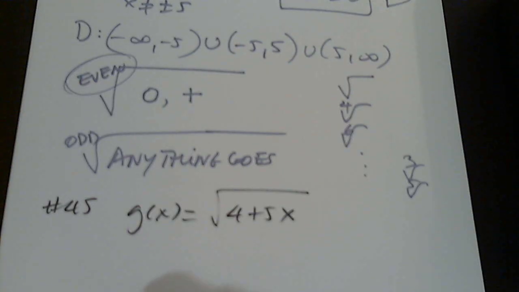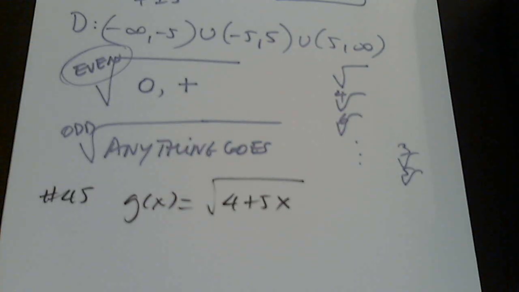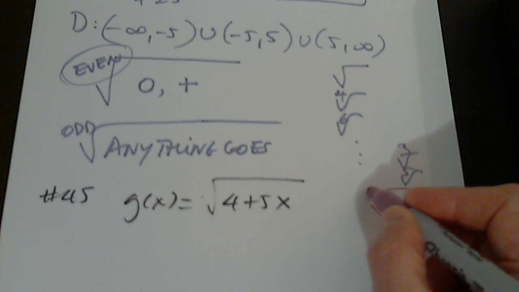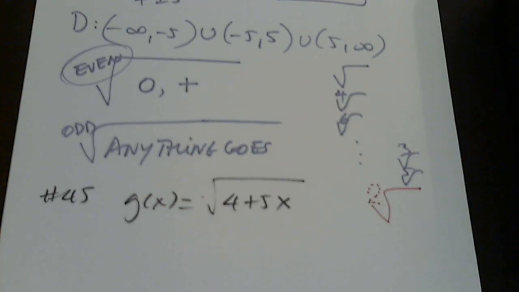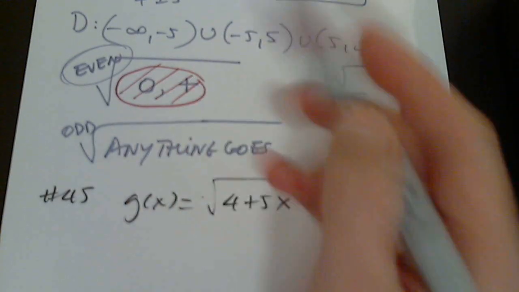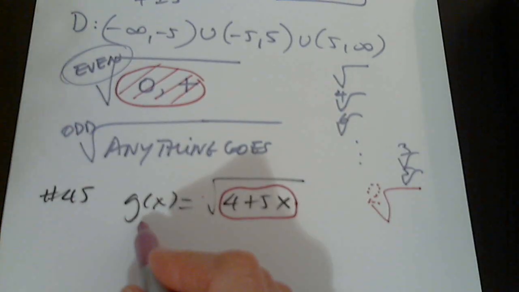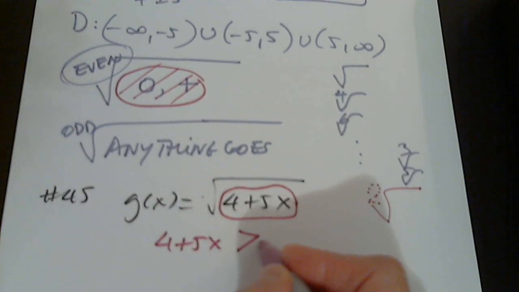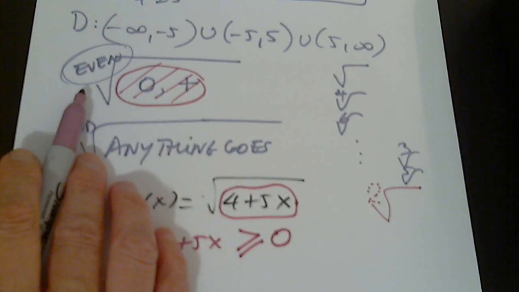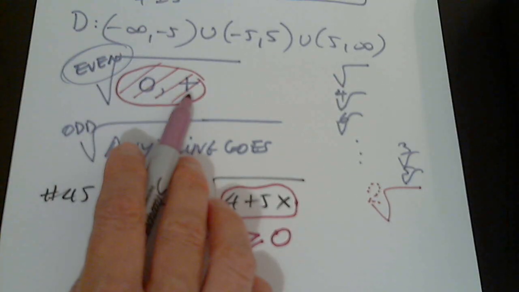What am I asked here? What can you plug in? Don't touch the function. Don't do anything. This is not what we're trying to do here. It's a simple question. What can you plug in? I don't know yet. So because the index is 2, by convention, we don't write it. Because this quantity, 4 plus 5x, has to be greater than or equal to 0. You cannot take the square root of a number that is not positive or 0.